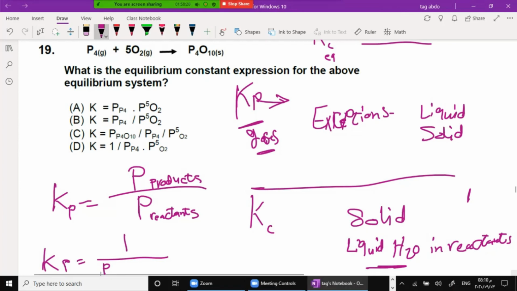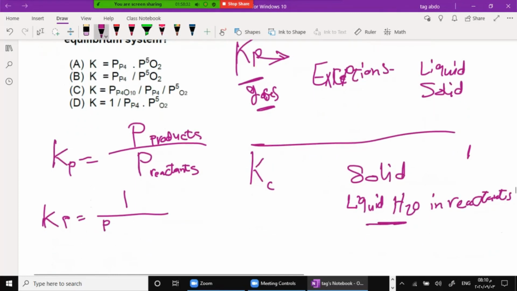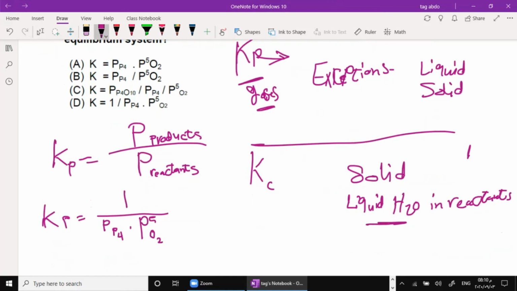reactants, the multiplication of the partial pressure of P4 times the partial pressure of oxygen raised to the power of its mole, which is 5. So it will be the partial pressure of P4 times the partial pressure of oxygen raised to the power of 5. This is the correct expression of the equilibrium constant. So the correct option is D.